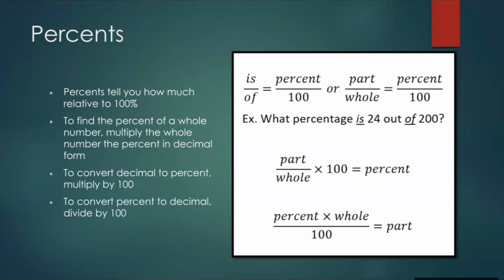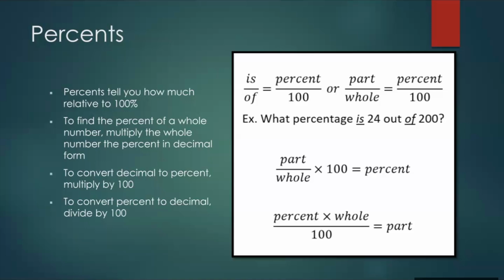Righty, so in this picture to the right, we have an example. It says, what percentage is 24 out of 200? All right, so you always want to put the is over the of, right? So in this case, we would put 24 over 200, and we get 0.12, and then we can multiply that by 100 to get 12%, right?